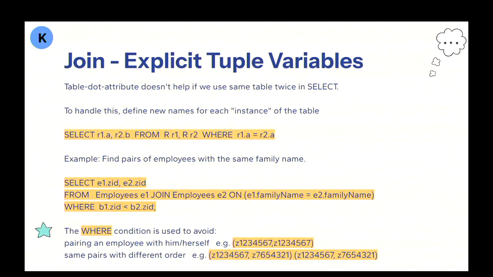So you may wonder, why do we need to join two tables together? Why do we need to use a single table twice in one query? So here's an example. For the employee table, how do we find pairs of employees with the same family name?